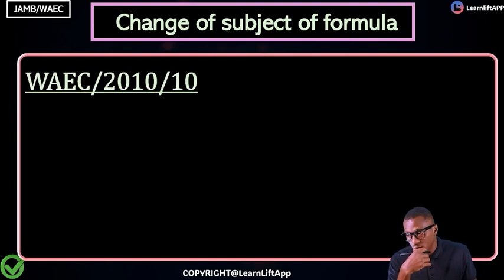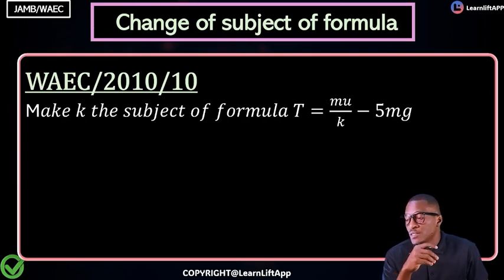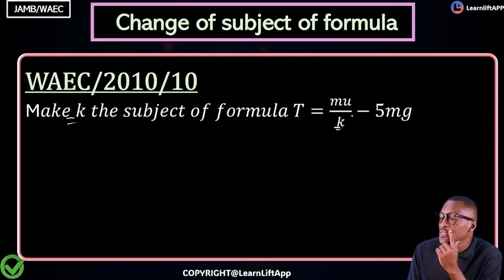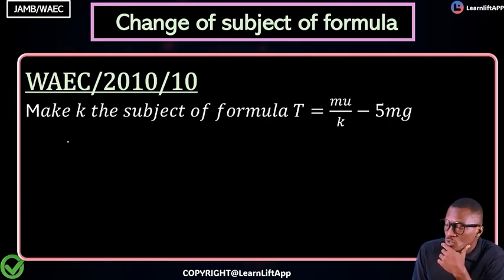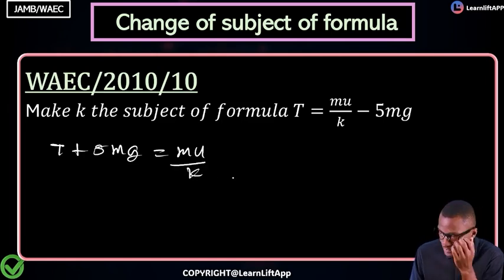Now let's see the next question. We're given WAEC 2010 question 10. We're told to make K the subject of the formula in this. Make K the subject of the formula. So what is the first thing we do? We can decide to move this guy this way. It's going to give us t, if minus is considered as t plus 5mg is equal to mu all over k.